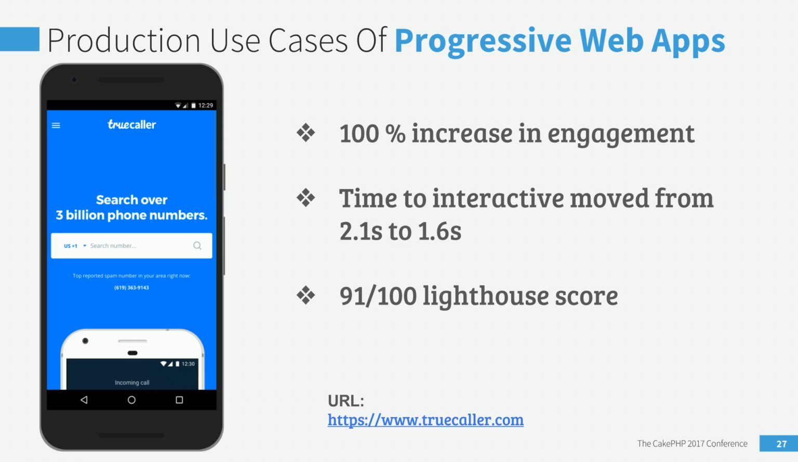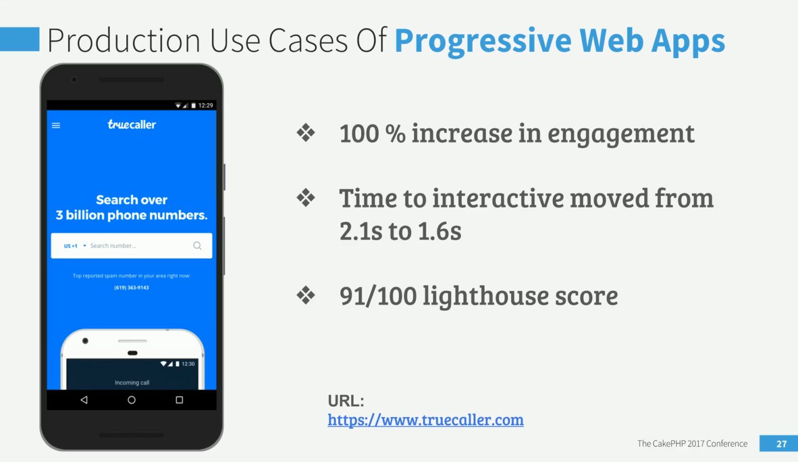Time to interactive moved from 2.1 seconds to 1.6 seconds. So when you load Truecaller on your phone on 3G, you can interact with Truecaller in 1.6 seconds. That's how fast it is right now. Then Lighthouse is a way of measuring it. They have a Lighthouse score of 91/100 right now. And that's crazy. Okay, let's move on.